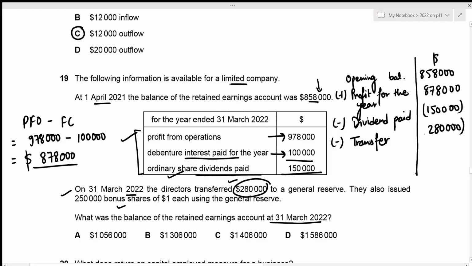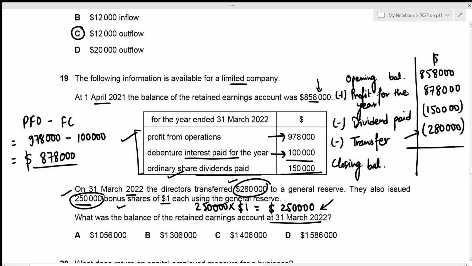Okay. Then they also issued 250,000 bonus shares of 1 each using the general reserve. So for issuance of 250,000 bonus shares of 1 each, we require 250,000 times $1, which results in the total of 250,000, right? And as we transferred 280,000 to the general reserve, we can see that this amount can sustain the amount of 250,000. So this issuance of bonus shares does not affect our retained earnings at all. So this concludes all of our transactions to be recorded in our retained earnings. We can now figure out our closing balance.